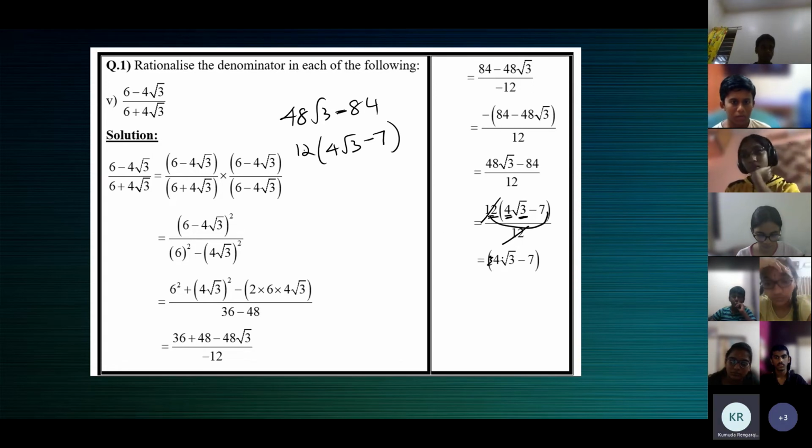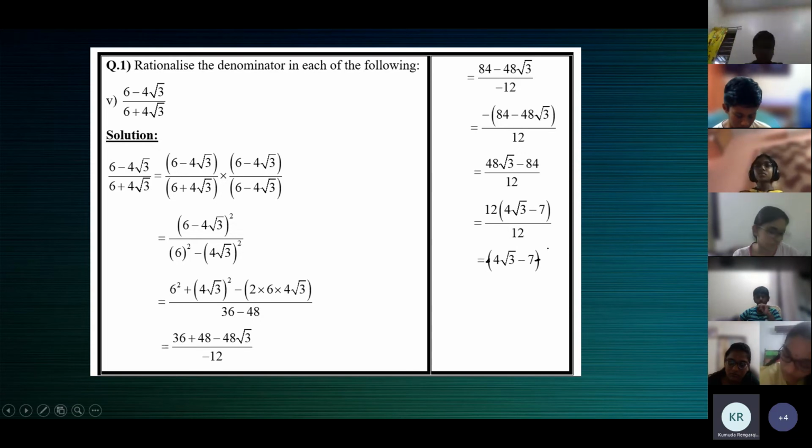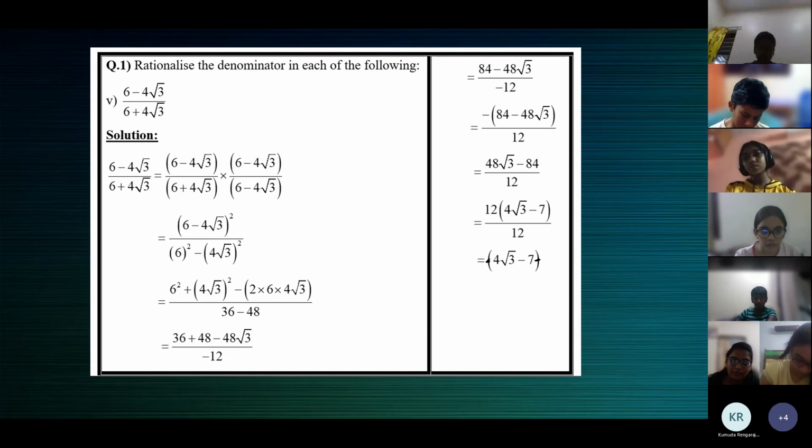You can put the bracket or you don't have to put it. Anything is fine. You may even just remove the bracket. Both are fine. Is this understood, children? Yes, ma'am.